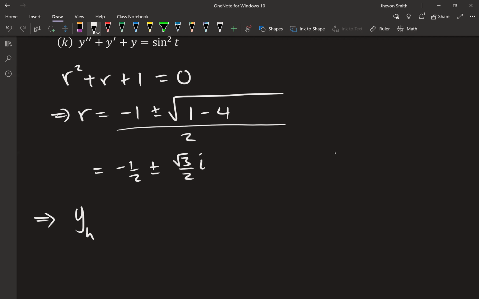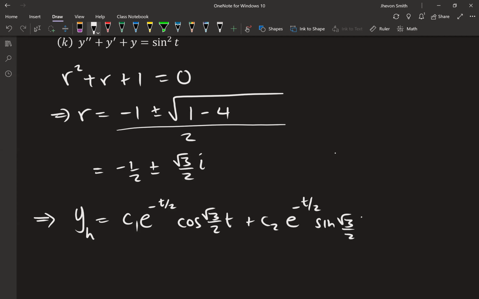So here you'd say YH is actually equal to C1e to the minus x over 2 cosine radical 3 over 2x, or now I'm used to writing x's instead of t's. The variable here is t. Minus t over 2 cosine radical 3 over 2t plus c2 e to the minus t over 2 sine radical 3 over 2t.